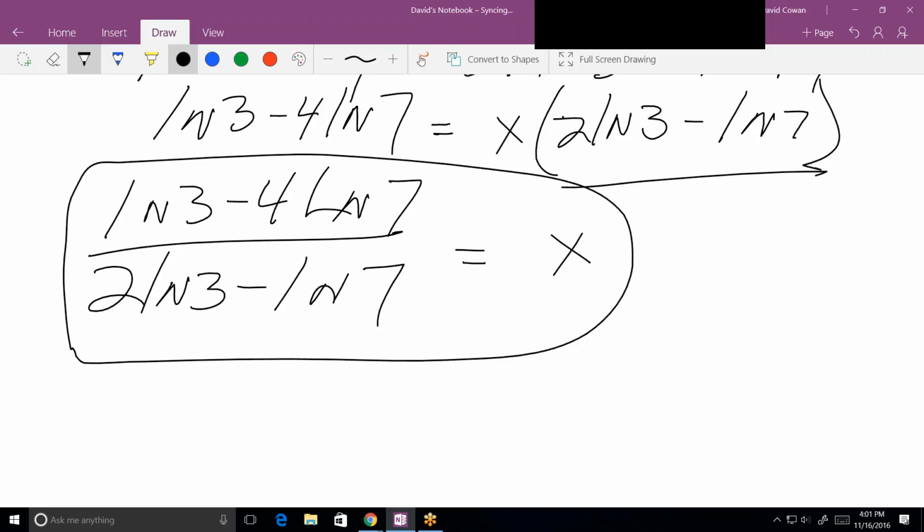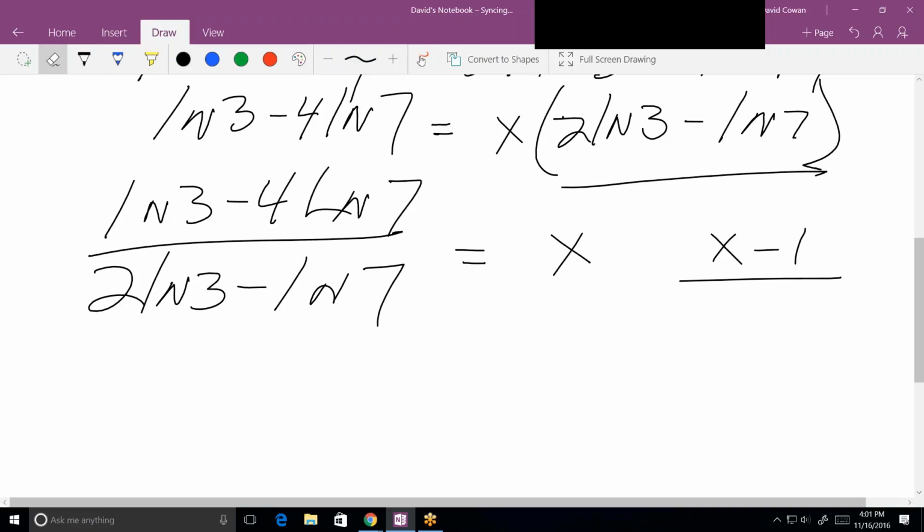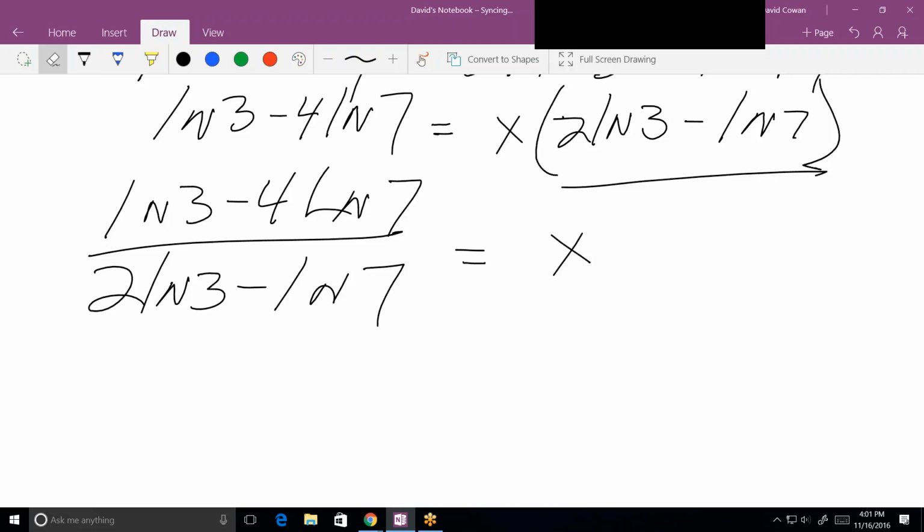There might be a way to simplify this. I don't know. We could probably not. It would be kind of like asking you to simplify x minus 1 all over x squared plus 1. I can't simplify that. There's no way to simplify that. So I don't think there's a way to simplify this expression either. But you can certainly get that number out of your calculator.